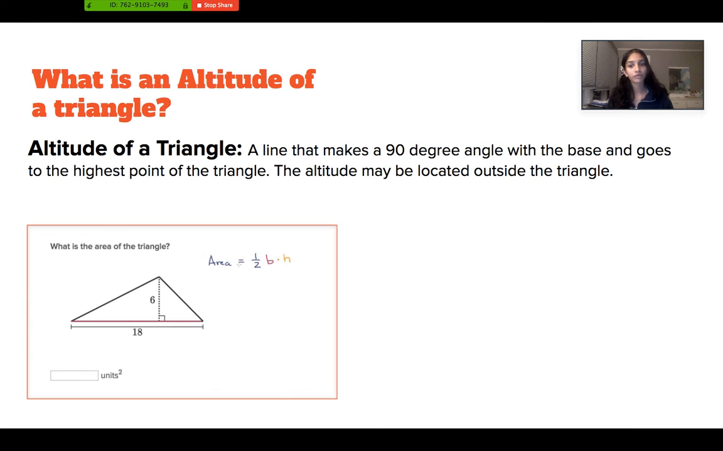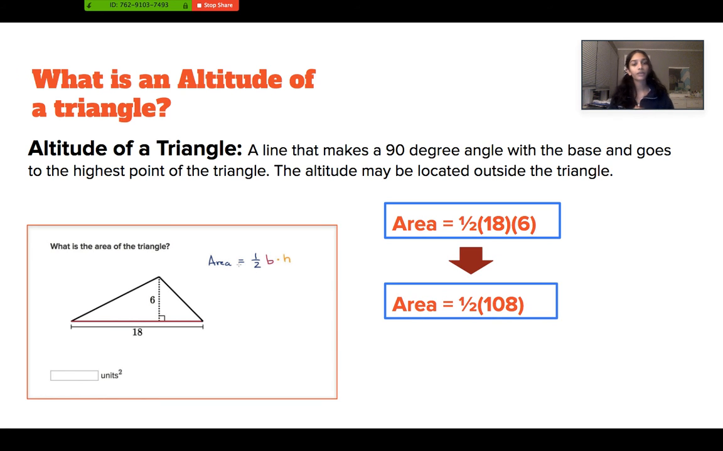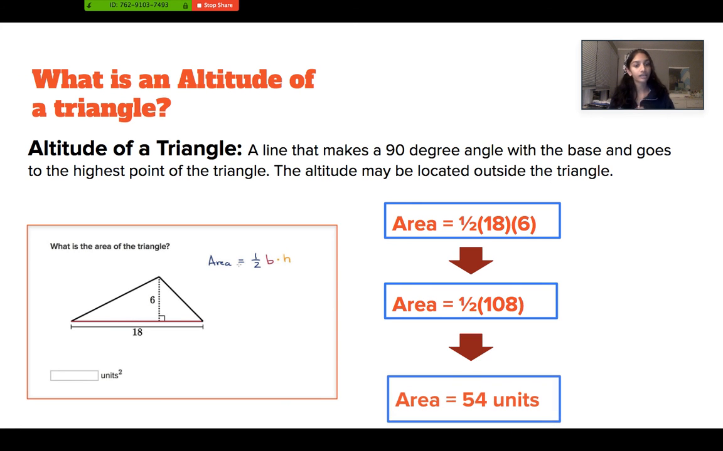Here's an example. In this, we have the base as 18 and the altitude, or the height, as 6. So let's plug in the values, and we have area is equal to 1/2 times 18 times 6. Let's simplify that further, and we have area is equal to 1/2 times 108. When we solve for the area, we find that the area is 54 units squared.